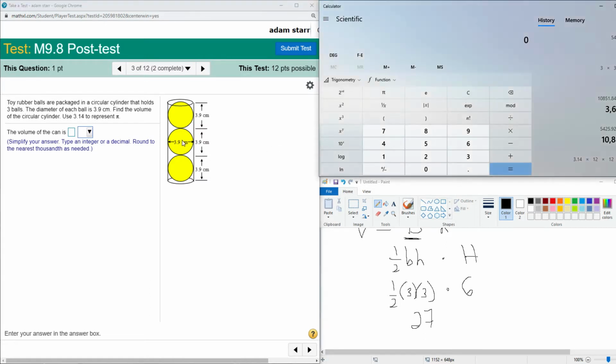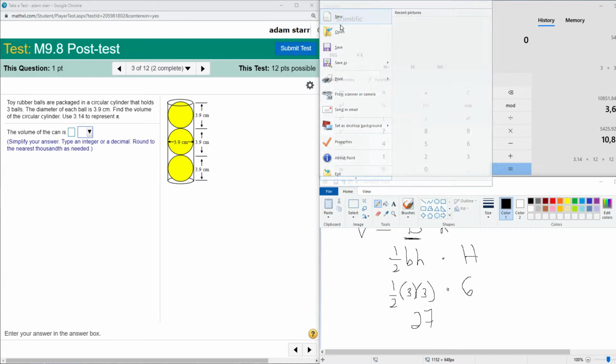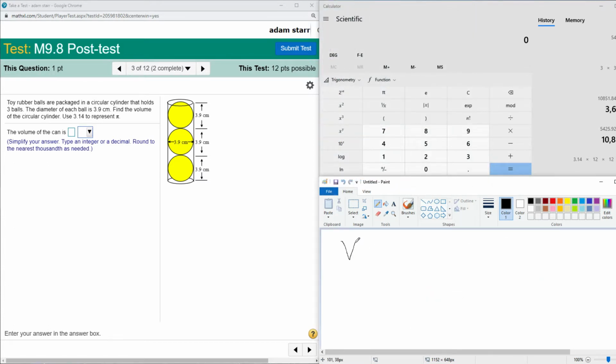Okay, this next question says toy rubber balls are packaged in a circular cylinder that holds 3 balls. The diameter of each ball is 3.9 centimeters. Find the volume of the circular cylinder. Use 3.14 to represent pi. Okay, so this is just asking to find the volume of the cylinder. Okay, and we have these 3 balls in here to help. So to find the volume of a cylinder, it is pi r squared times the height of the cylinder.